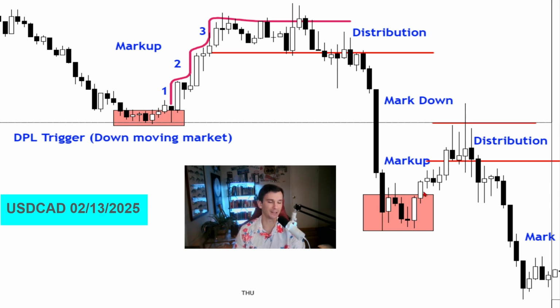I am only looking to get in essentially on pullbacks to trade the trend continuation, or in some cases reversals. But this is, we'll call it the master pattern. Structural break, lower high, lower low, structural break, higher high, and then follow through to a lower low.